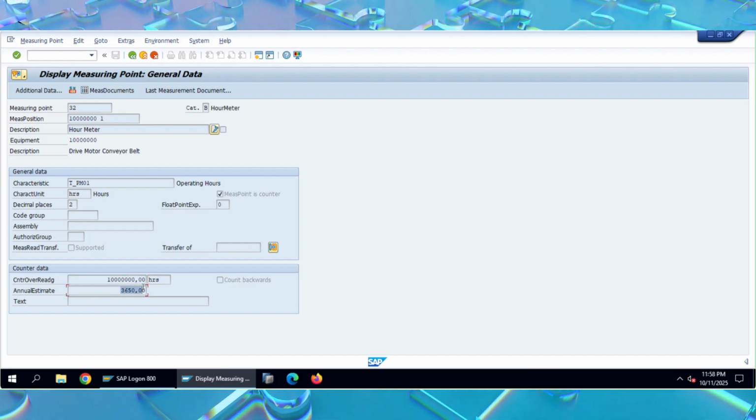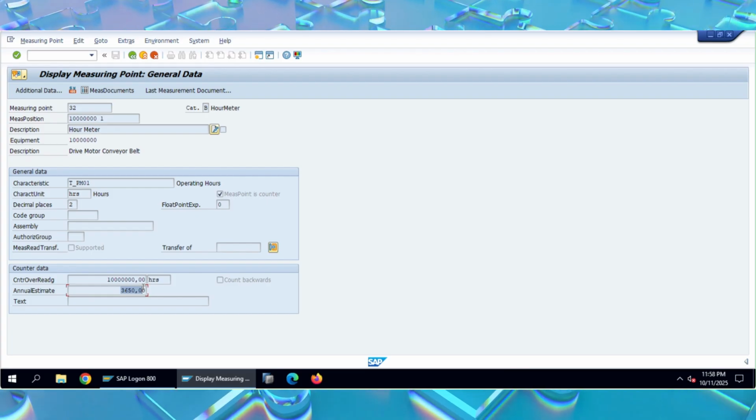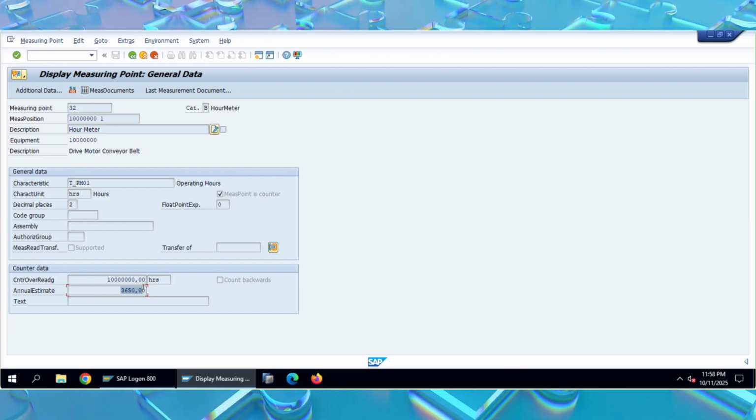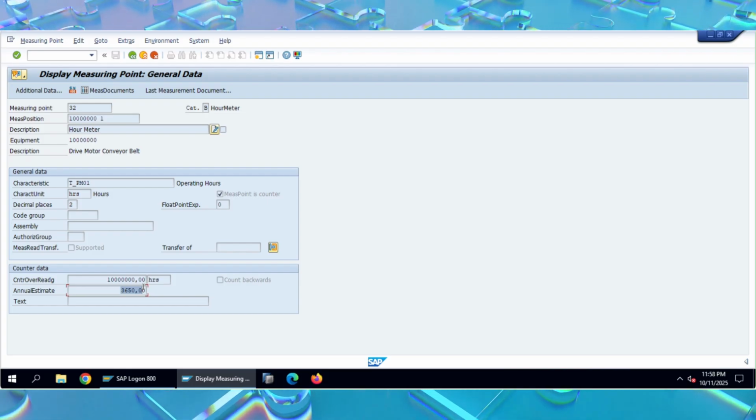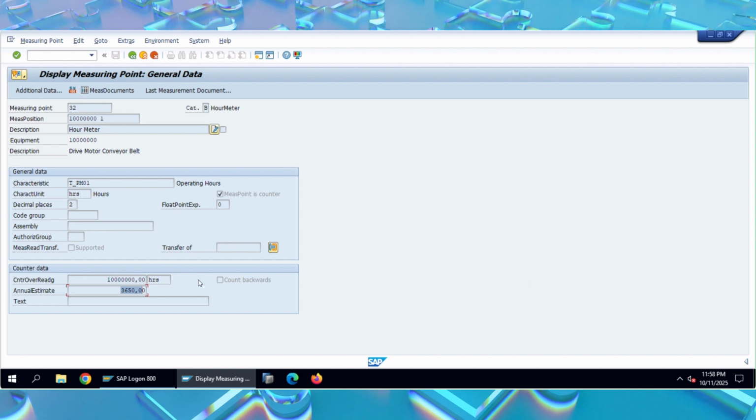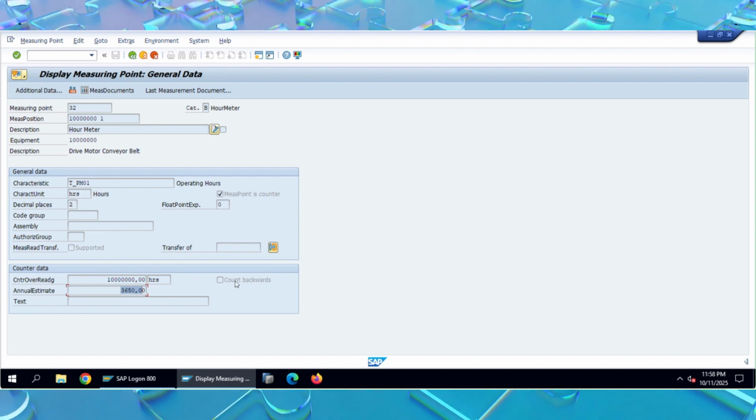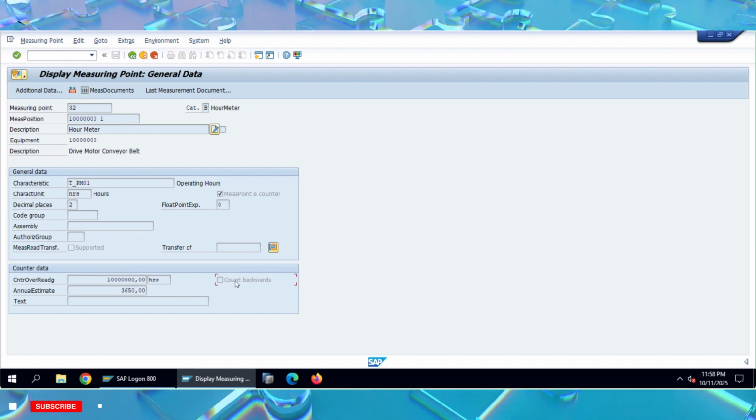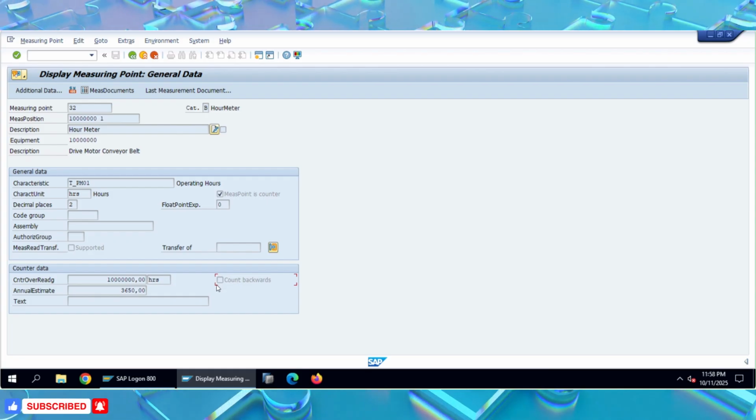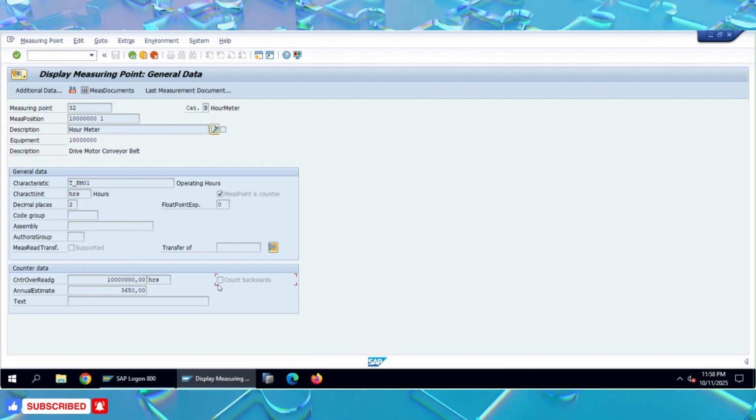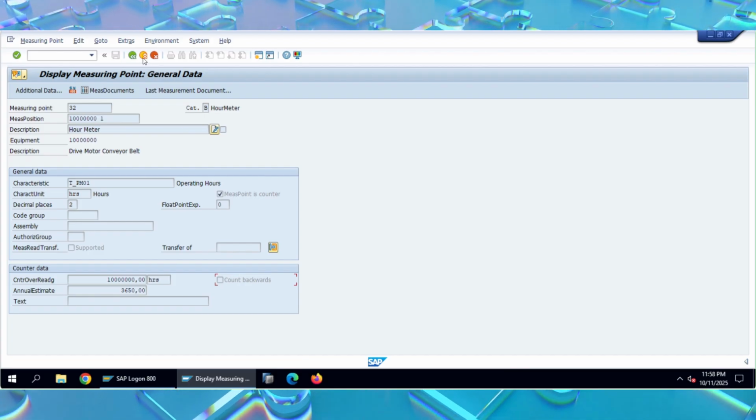And then this is your annual estimate. It means you are just predicting, you are telling the system, okay, I'm just assuming that in 1 year, in 365 days, it might run for like 3650 hours, or kind of that. And if you wanted to count backwards, that also you can do. Okay, so we will see in which scenario it is favorable to count backwards.